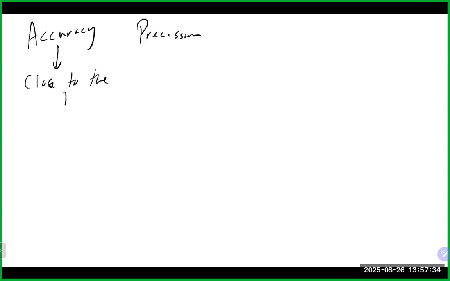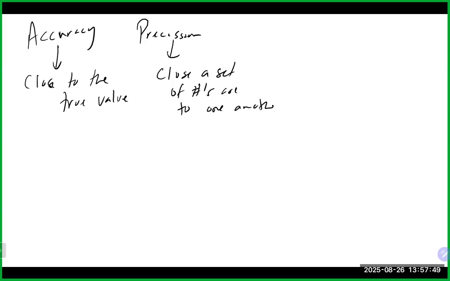Speaking of measurements, there is definitely a difference between accuracy and precision. So if you're accurate, that means that you are close to the true value. If you are precise, that is how close a set of numbers are to one another. So the classic example is throwing some darts.